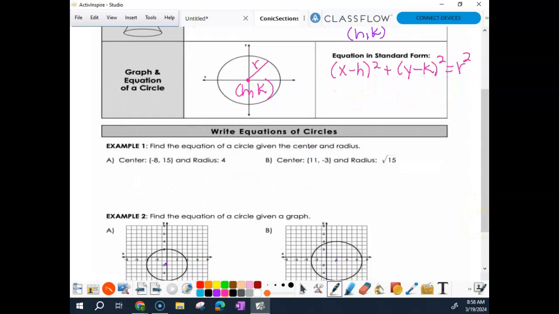So if I'm given the center, which is the H and the K, and I'm given the radius, all I have to do is fill in the equation then. So I'm going to get x. So I have minus a minus, right? I have 2 minuses. So what's minus a minus? Positive 8 squared plus y minus 15 squared equals 4 squared. So the equation for the circle ends up x plus 8 squared plus y minus 15 squared equals 16.